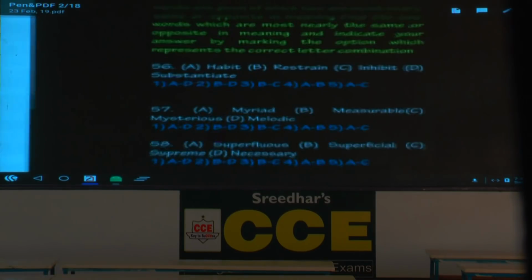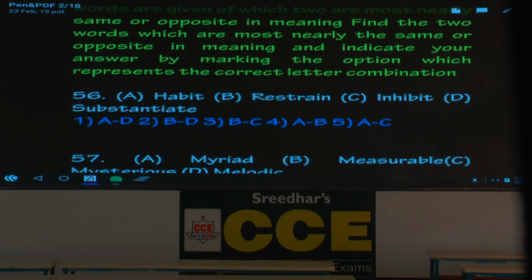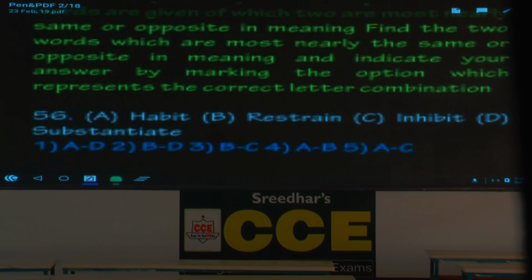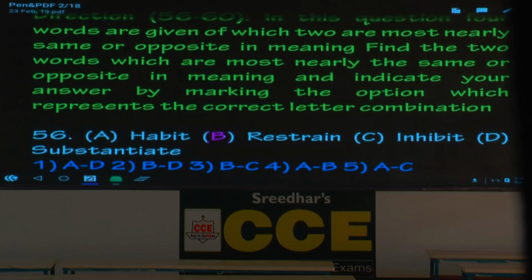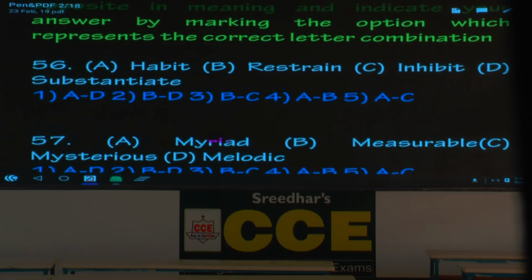What do they deal with? This is a new model, but in the past SBI, many a time they would give it. Now here you have to find out synonyms or antonyms. How many words do you see here? 4 words. And 2 you have to select, a pair. The pair could be synonyms. The pair could be antonyms. Instructions clear?